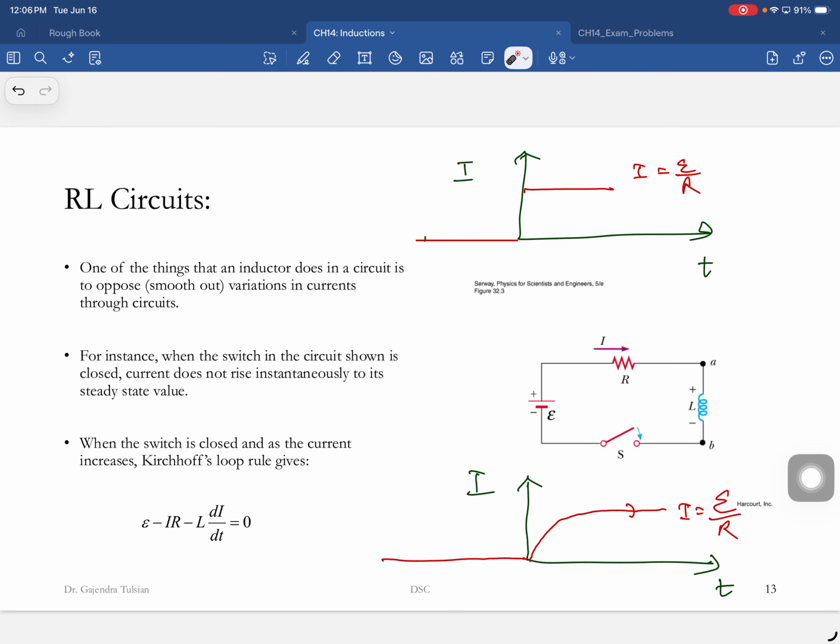So that's what happens. Now here's the deal. This change happens over millisecond time scales, depending on the values of R and L. But that is what we are interested in, so that's what we want to study. How does the current rise? We want to get an expression for I(t) after you close the switch.